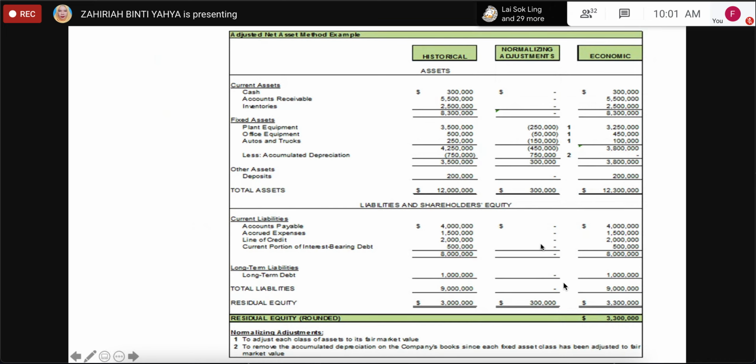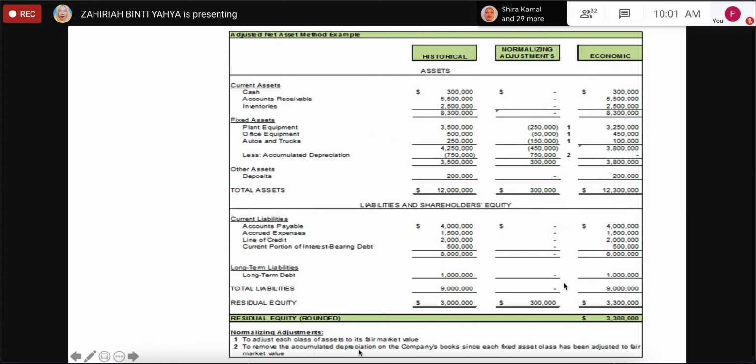So same goes to liabilities ya. So macam ni tak ada normalization. Lepas tu tengok ada residual equity, kena tambah lah ya. Kena tambah. So you get the liabilities. Ya, you get the asset and you get the liabilities. So tengok ada buat note kat sini, to adjust each class of asset to its fair market value one by one ya. Tengok jenis asset ya, tengok jenis asset.